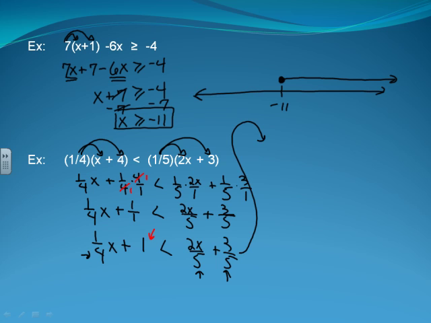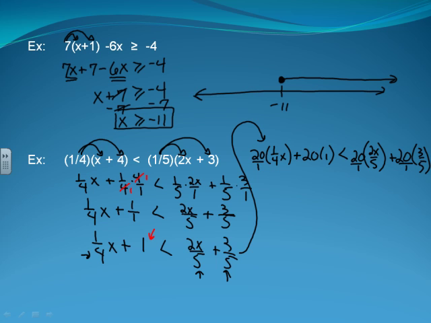So we're going to do that up over here. We've got 20 times 1/4 x plus 20 times 1 is less than 20 times 2x over 5 plus 20 times 3/5. Okay, recognize those 20s can be written as a fraction by putting it over 1. 20 divided by 1 is still 20. And that just emphasizes that those 20s are up in the numerator.